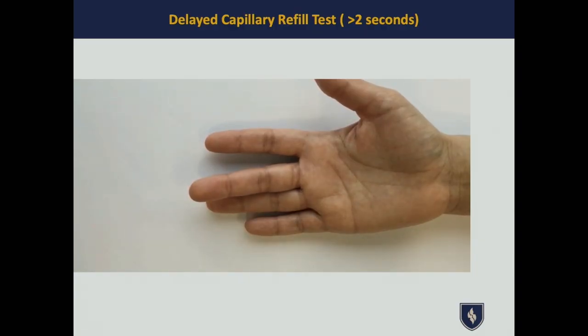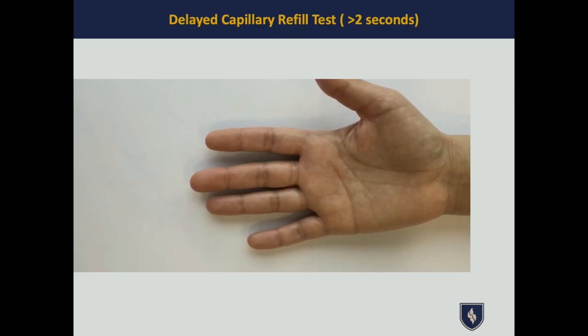A negative result, or a normal result, is when color returns to normal in 2 seconds or less. This was a negative or normal result. A positive result would be if it takes more than 2 seconds for color to return to normal after the pressure is released.